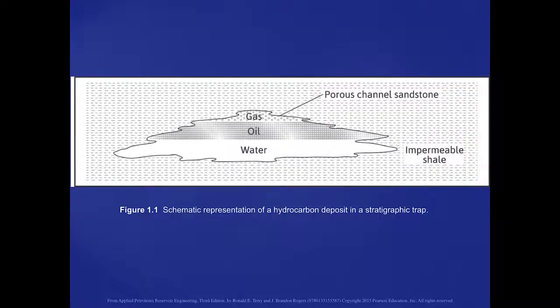Oil is not found, hydrocarbons, oil or gas, are not found in a swimming pool. They're found in the pore structure of a rock. This slide depicts the fact that sometimes we'll have water as an aquifer underneath a hydrocarbon deposit. Sometimes we'll find oil by itself, sometimes we'll find gas by itself, sometimes we'll find oil and gas, with gas on the top of the oil surface.